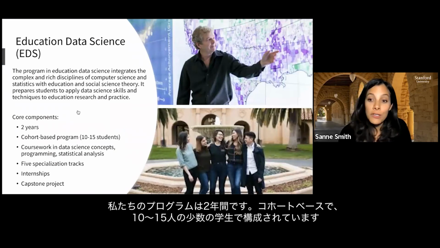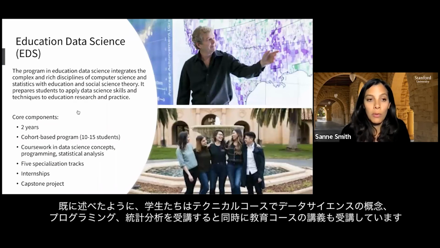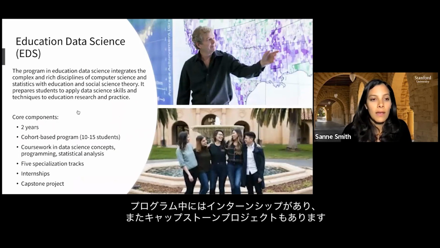So our program is 2 years. It's cohort-based, small, 10, 15 students. And like I said, they get coursework both in technical courses, data science concepts, programming and statistical analyses, but also in education courses. There's an internship in the middle and a capstone project.